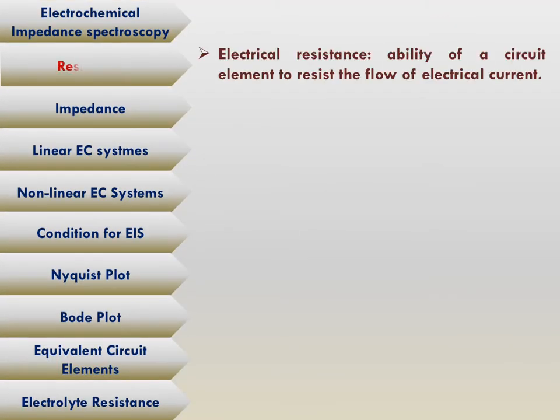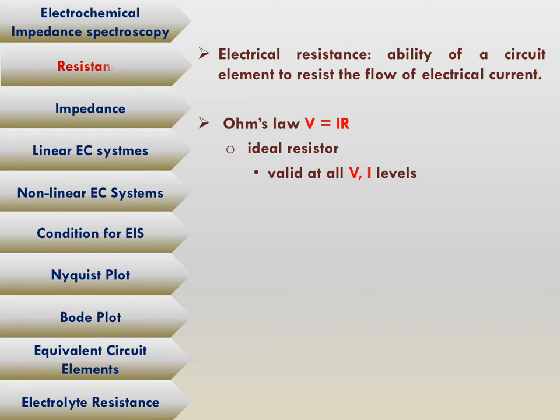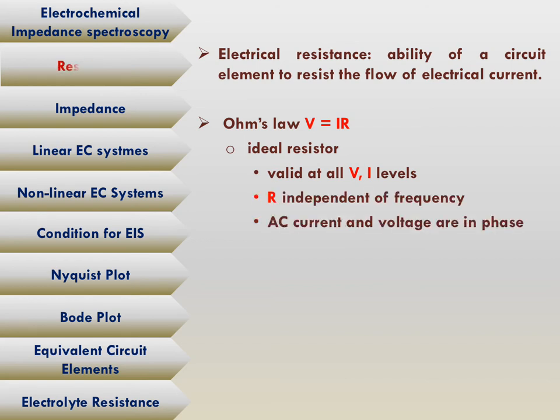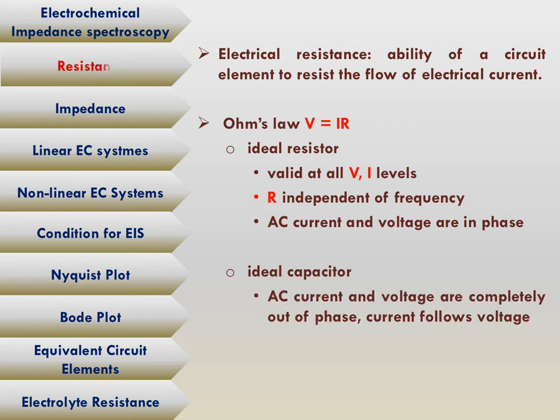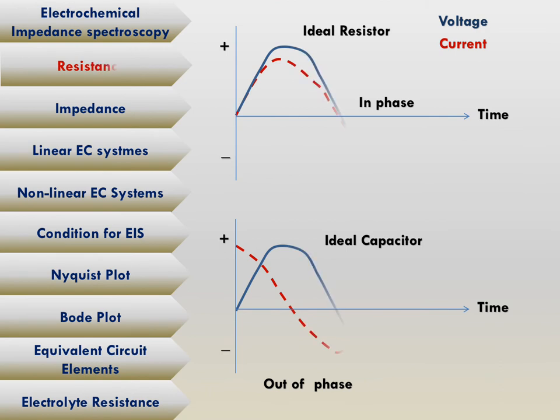Electrical resistance has the ability to resist the flow of current and follows Ohm's law. An ideal resistor is valid at all voltage and current levels, and an ideal resistor is always independent of frequency. In an ideal capacitor, the AC current and voltage are completely out of phase and the current follows the voltage. Next slide shows how the current and voltage behave in the ideal resistor and ideal capacitor. In the ideal resistor, the current and voltage are in phase, but in the ideal capacitor, they are out of phase.